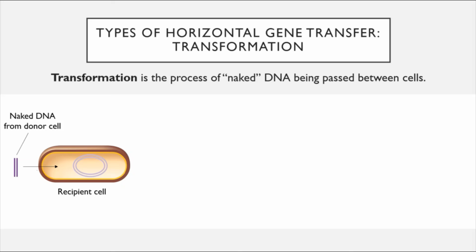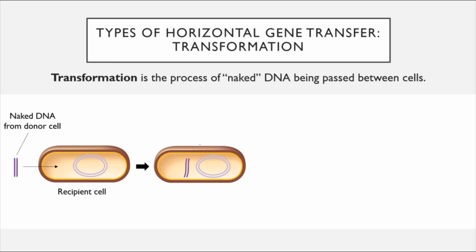Transformation is the second type of horizontal gene transfer. Transformation is the process of naked DNA being passed between cells. Naked DNA means DNA that is floating around in solution, not contained within a cell. There can be many reasons why naked DNA is present, including cell death. When cells die and lyse, their DNA is released into the environment, and then that DNA can be picked up by other cells.